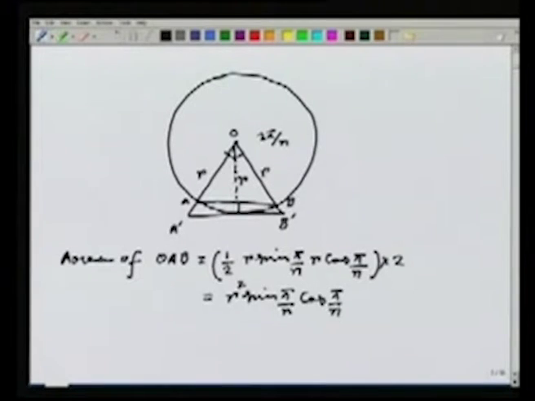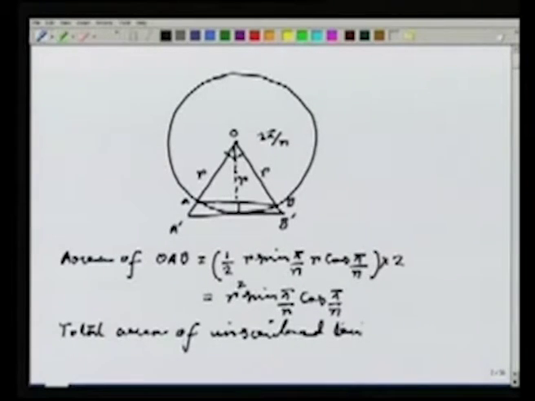Well, r square. Now how many such triangles are there? Obviously n many, because I am looking at the angle 2 pi by n, the whole angle is 2 pi. So total area of inscribed triangles is equal to n times r square sine pi by n into cosine pi by n.